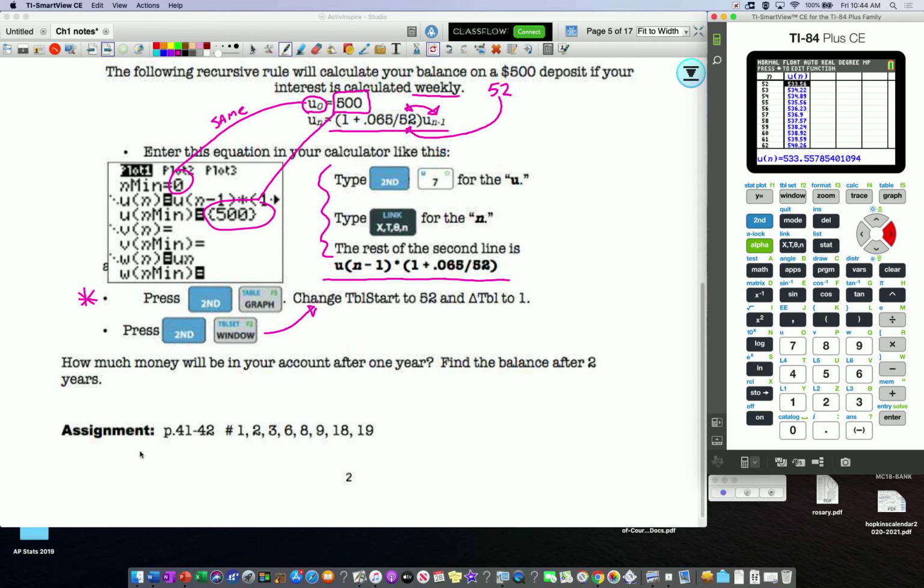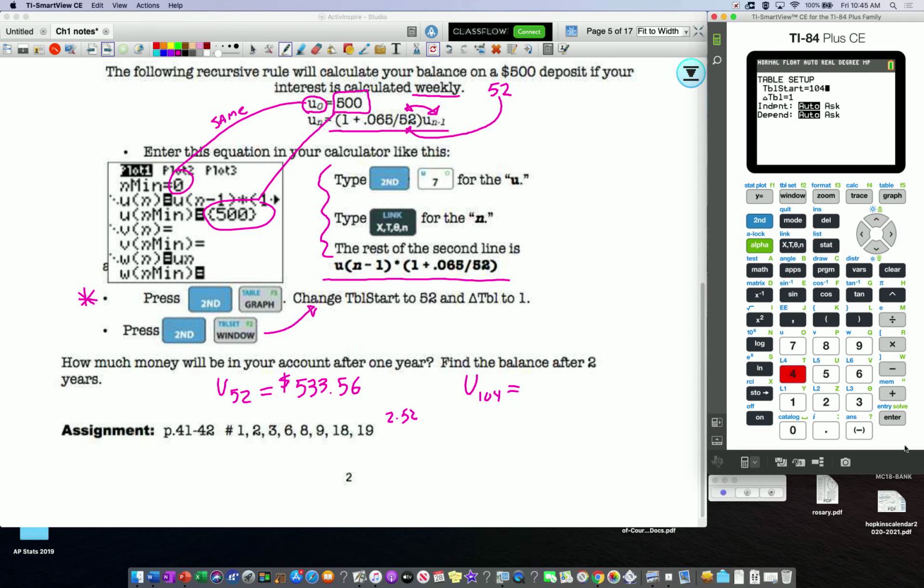So to answer our question here now, it says how much money will you have in your account after 1 year? So U sub 52, we just saw there was $533.56. Okay. So now the last question here says find the balance after 2 years. So if I think about 2 years, I'm not looking for U sub 53. 2 times 52, 2 years, is actually 104 weeks. So now this is where that table set comes into play. Second window, change that table set to 104. Second graph, let it think for a little bit, and sometimes it takes a little bit.